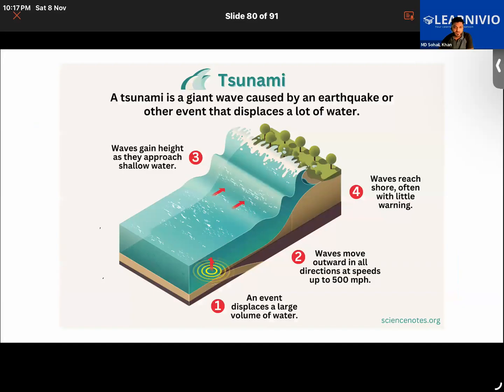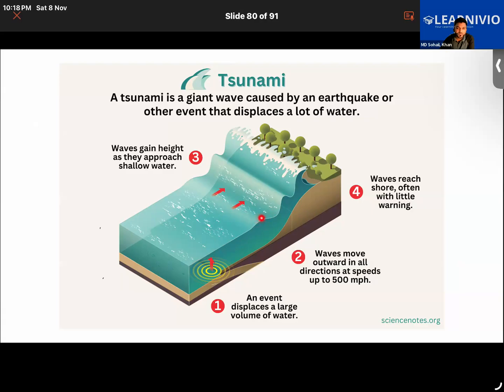So what happens? Say here, there's an earthquake under the ocean. There'll be an earthquake here, so it will release a huge amount of energy, and that huge amount of energy will displace a large volume of water. As the large volume of water approaches towards the land, its height increases as it reaches the shallow water. So it will be gaining height. Sometimes they can travel at speeds of 500 meters per hour.